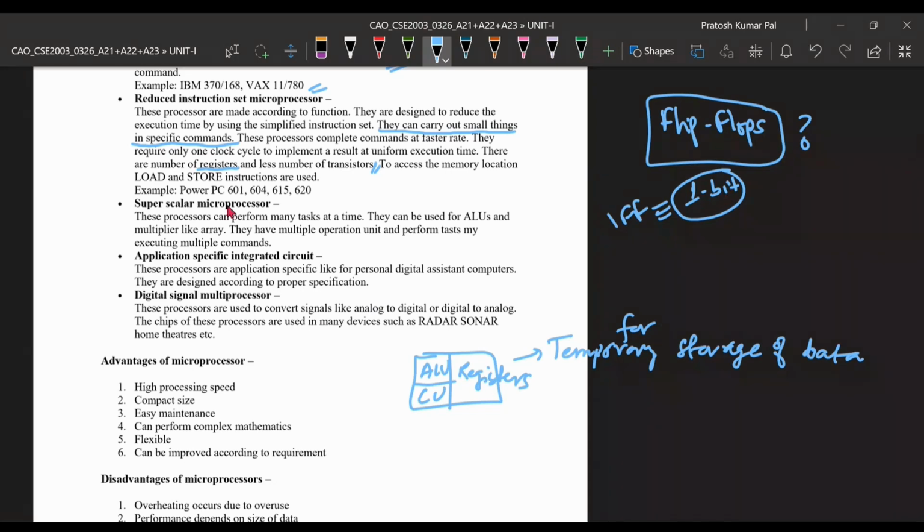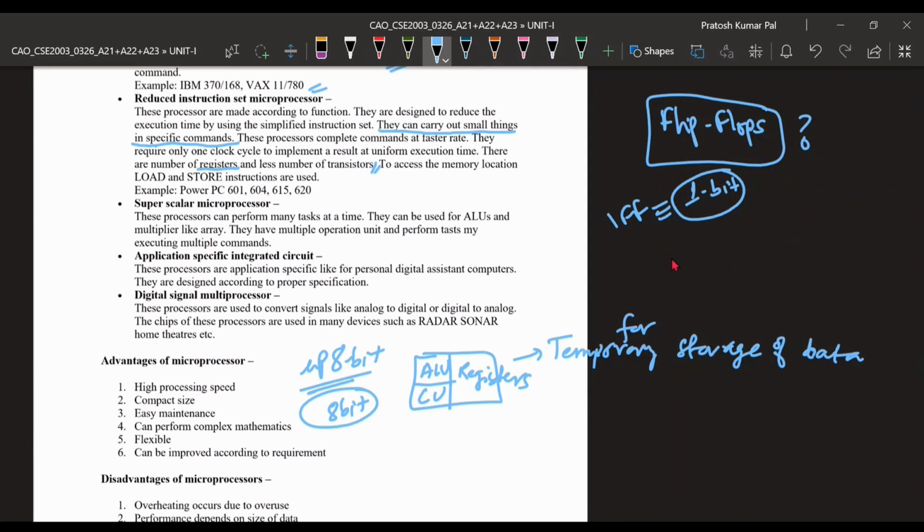Similarly, if it is, suppose, an 8-bit microprocessor, then it will have registers of size 8 bits. These registers are called general purpose or special purpose registers. Basically they do the temporary storage, and they are inside the CPU. If it is an 8-bit microprocessor, it can store 8 bits of data.